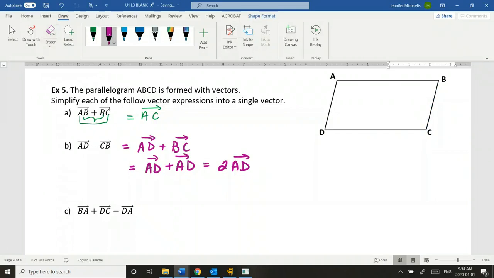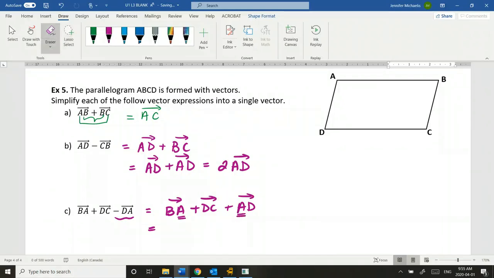Okay, let's take a look at this one here. The first thing that I usually do in these types of questions is I'll just reverse any negative vectors and make them positive. And then I also like to rearrange the vectors. If I notice that one vector has a tip and the other one has a tail that's the same letter, I'll try to group those two things together.